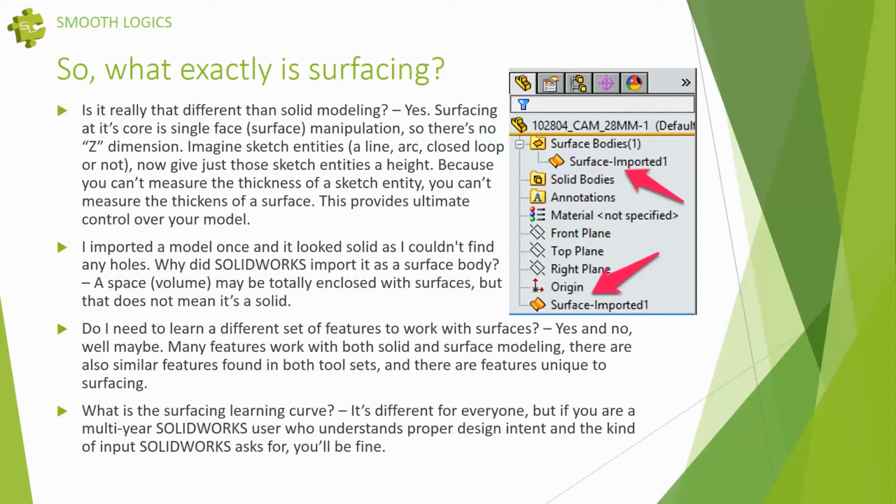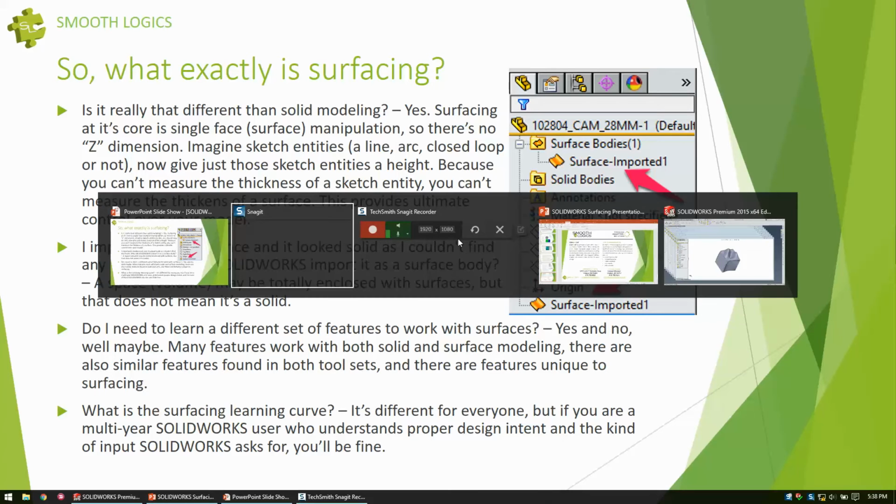I like to start with what is surfacing, because those of you that either work with it and don't really understand or haven't really delved into it deeply, or those that are just starting to experiment with it, surfacing is an unthickened or a non-solid body. So think of it as like a single line, like a sketch line that gets extruded. You can't measure the thickness of a sketch line. So if you took a sketch line and you extruded it out as like a thin piece of paper that has zero thickness, that's surfacing.